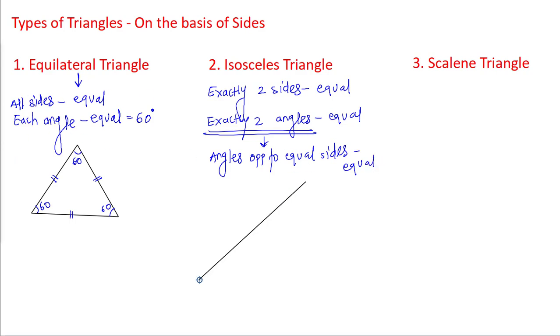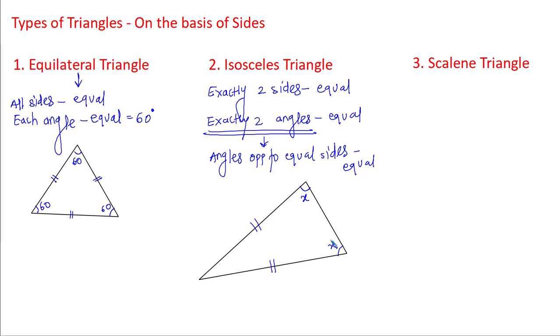Now let me show you how an isosceles triangle looks. For example, look here, an isosceles triangle looks like this. Let's say this is a triangle and these two sides are equal. Then the angles opposite to these equal sides are equal, so if this angle is equal to x, then this angle has to be x. So an isosceles triangle is a triangle in which exactly two sides are equal, so exactly two angles are also equal. But which are those two angles? The angles opposite to the equal sides are equal.